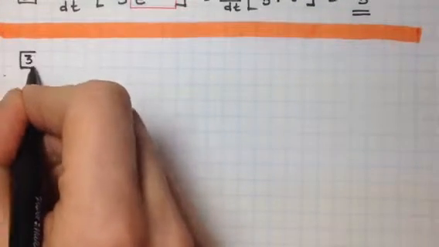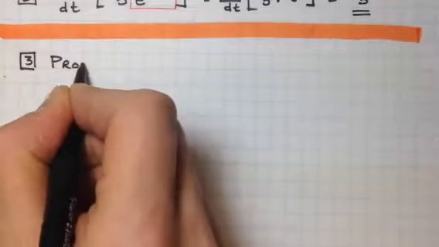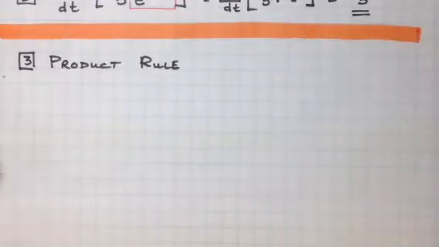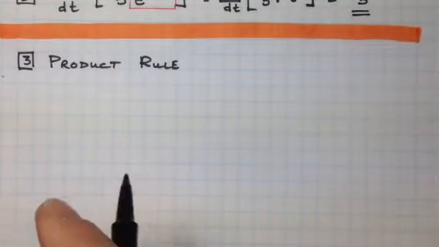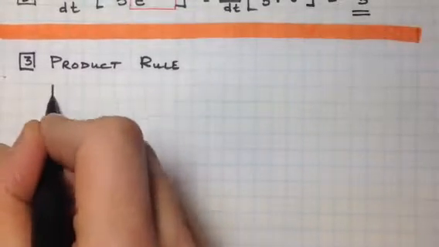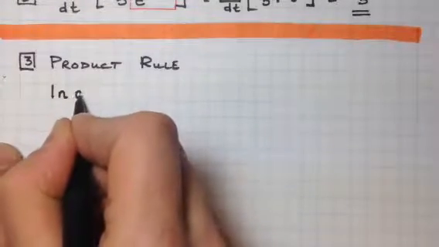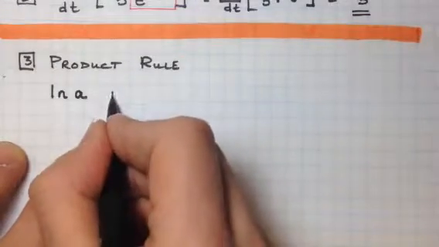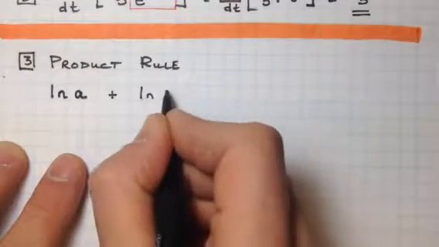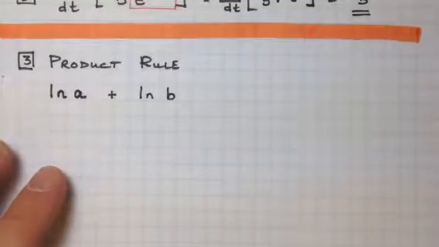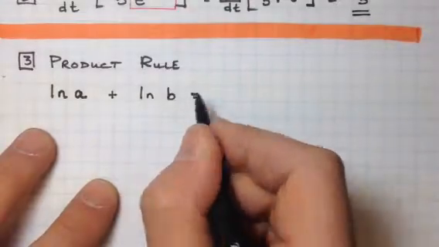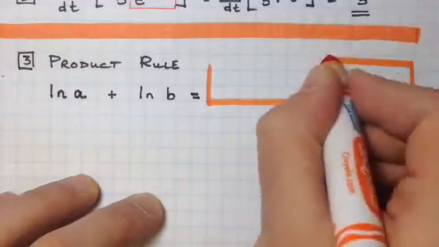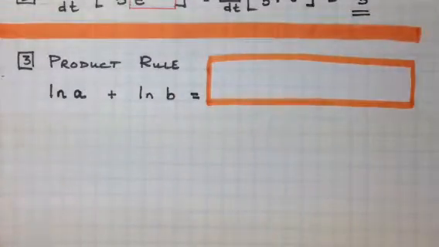Number 3. Something called the product rule. You've seen the product rule before. Part of today's lesson is to get you to a point where you can see where it is derived from. So I'm going to start with this. We've got the natural log of something, we'll call A, plus we've got the natural log of something else, which we're going to call B. And I'm going to take that and I'm going to rewrite it using logs and exponents.